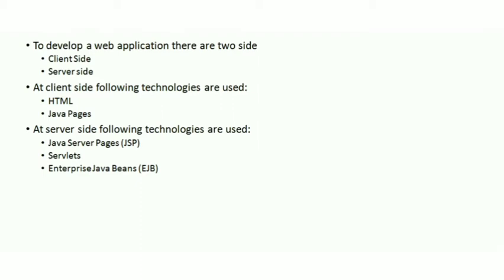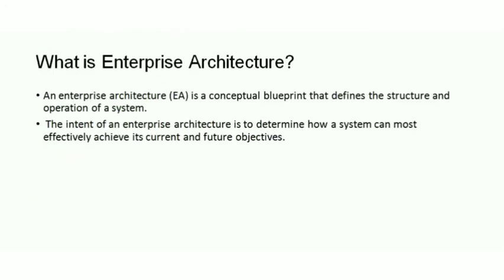Now we move on to the enterprise architecture. First, we should know what enterprise architecture is. An enterprise architecture is a conceptual blueprint that defines the structure and operation of a system. So it is that overview. Enterprise architecture defines the overview of the system and what functionalities that system performs.